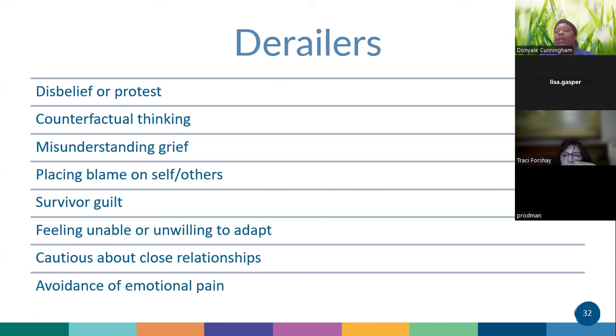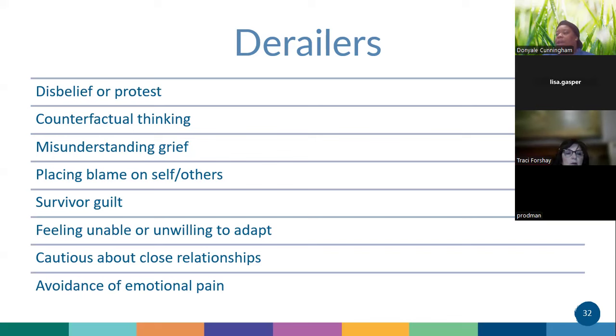Some derailers: the first one there is disbelief or protest. This is kind of like a mental rejection of something that is untrue. Counterfactual thinking is the tendency to imagine how events could have been different. It's often described as the phrase "what if" or "if only." Misunderstanding grief is the idea that it has a timeline, that it should be kept private, and that it could be gotten over.